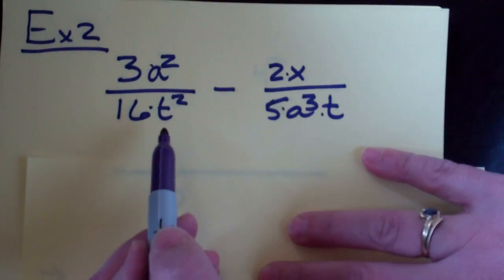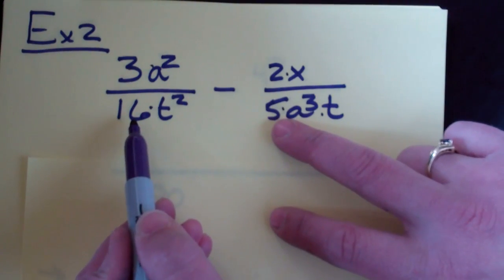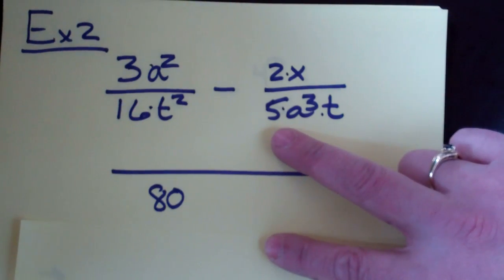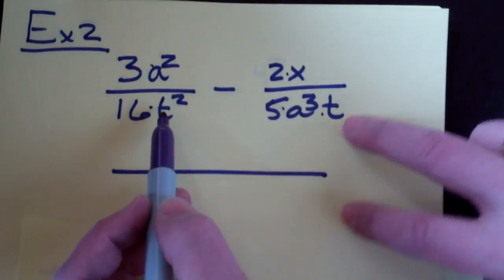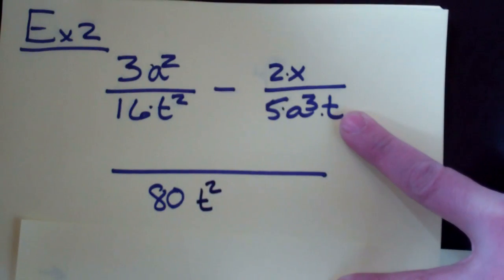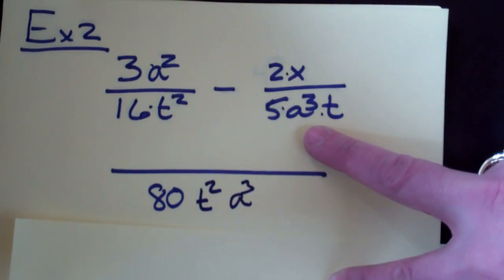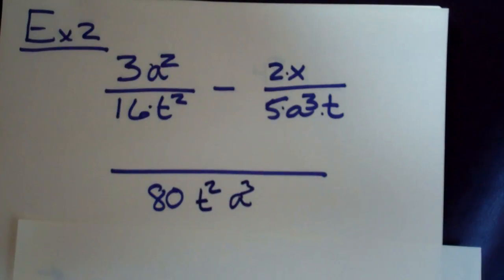Well, when we look at the least common multiple for this denominator, I've got a 16 here and a 5 here. They don't have any common factors, so I'm stuck with using their product, which is 80. Then I have to decide what other factors I need. Well, in the first term I have a t squared, and the second term I have a t, so t squared is going to be the least common multiple between the two. I also have an a cubed over in the second term, and I'm going to have to account for that. So by using a t squared and an a cubed, I have created what would be the common denominator.